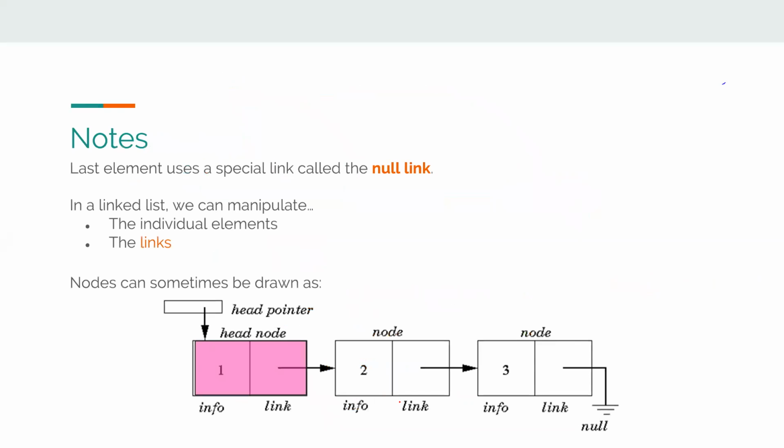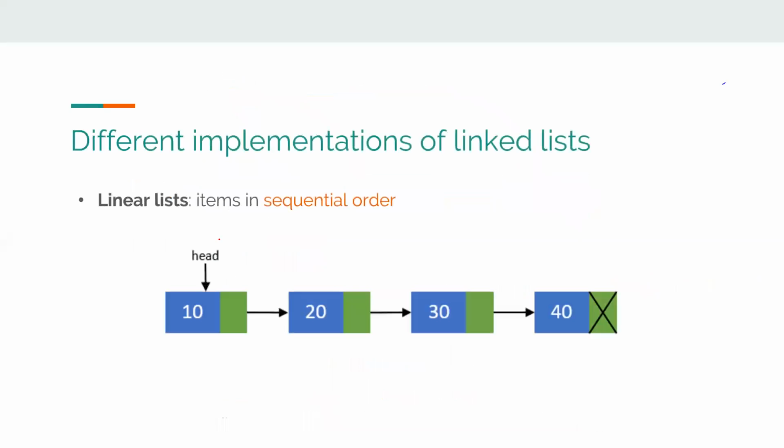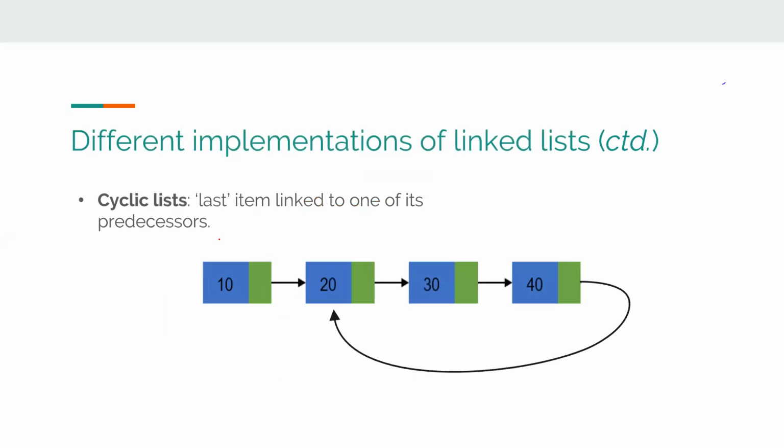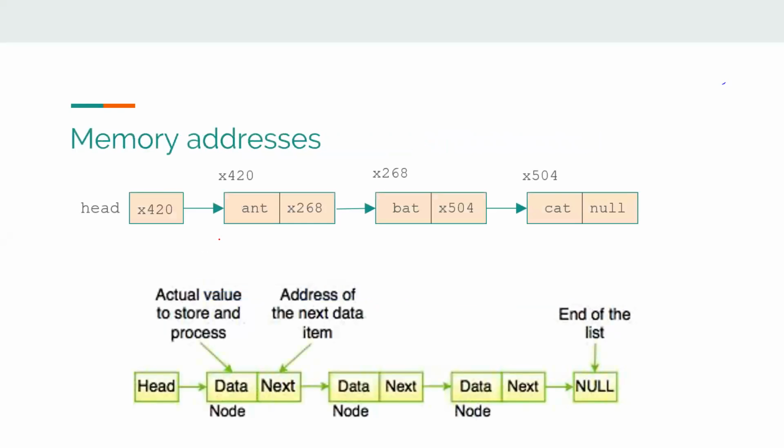So again, the last element is called a null link, and you can manipulate the individual elements, and you can also manipulate the links. Linked structures allow a lot of variety for how you can represent things. You can have a sequential set of nodes. You can have a circularly linked list where the last item refers to the first item. You could have a cyclic list where the last item refers to one of its predecessors. So you can have a lot of fun with chaining things together in different ways.